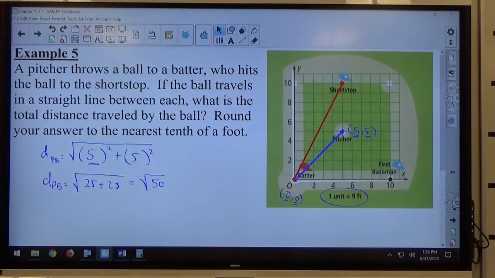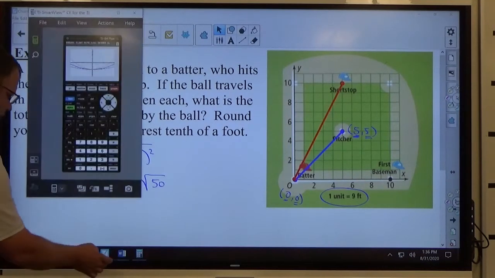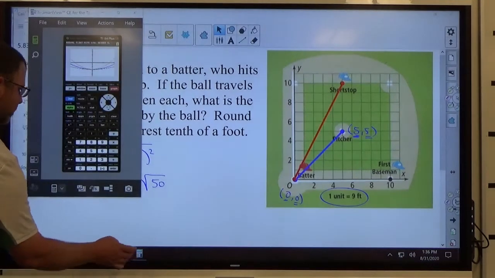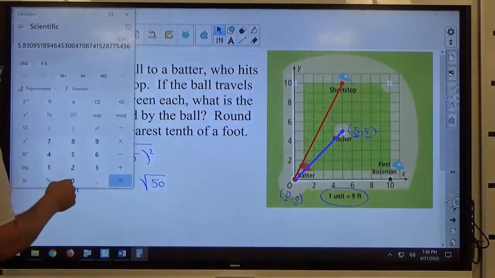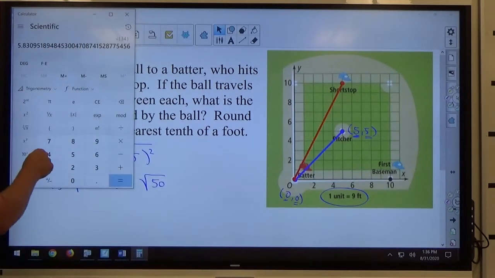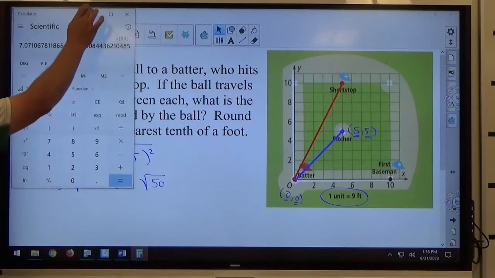Okay, it says nearest tenth of a foot, so I'm going to round everything to the hundredth before I multiply by 9, just to get a rounder answer here. All right, calculator up. So if I type in the square root of 50, it's going to be 7.07.